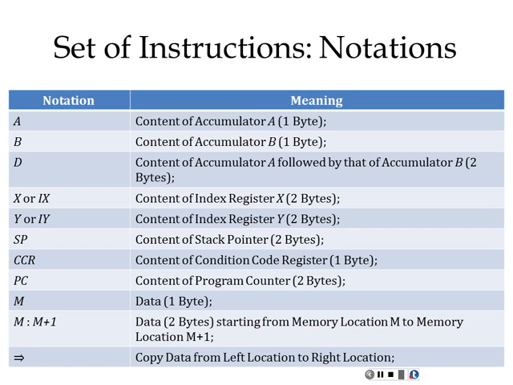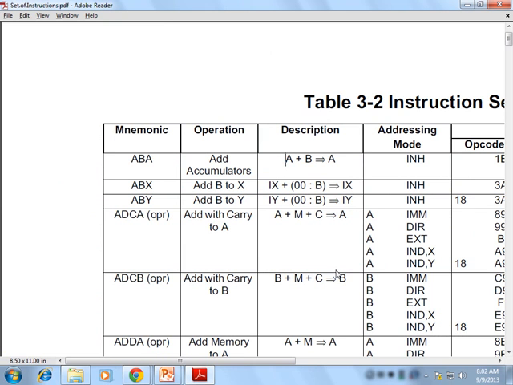Sometimes, a lot of the time, you'll see these kinds of arrows. This means it's talking about copying the data from the left side of this symbol to the right side. Let's look at a couple of examples here. Let's say the first one, ABA. Now at this point, let's say we don't understand what it is, okay?